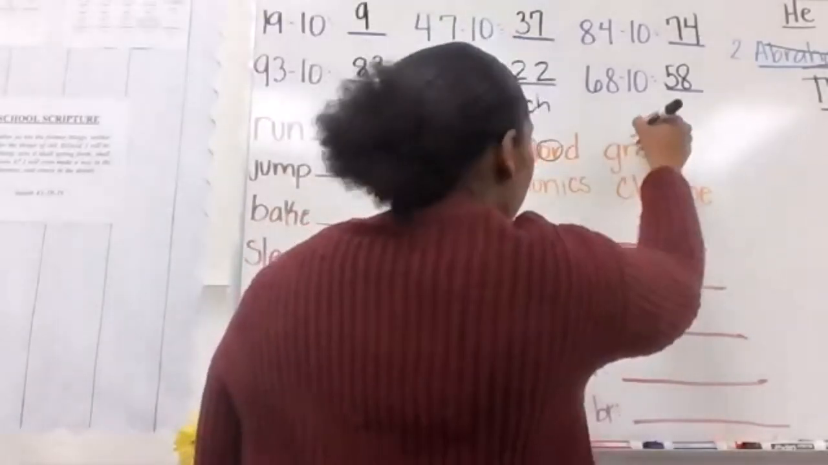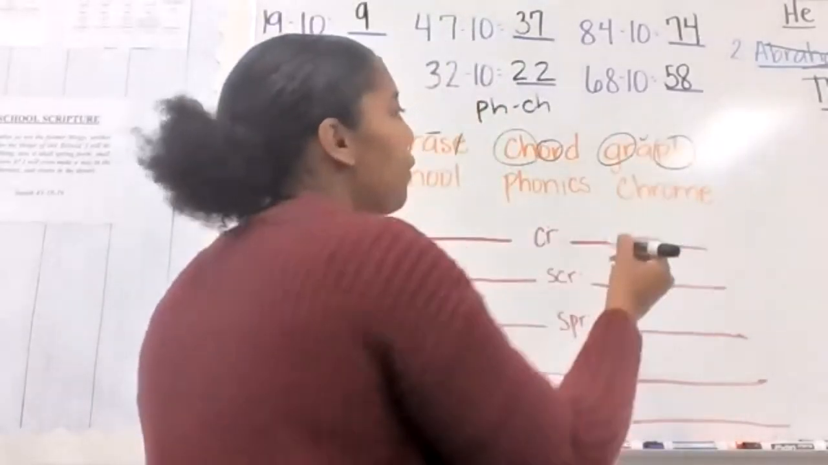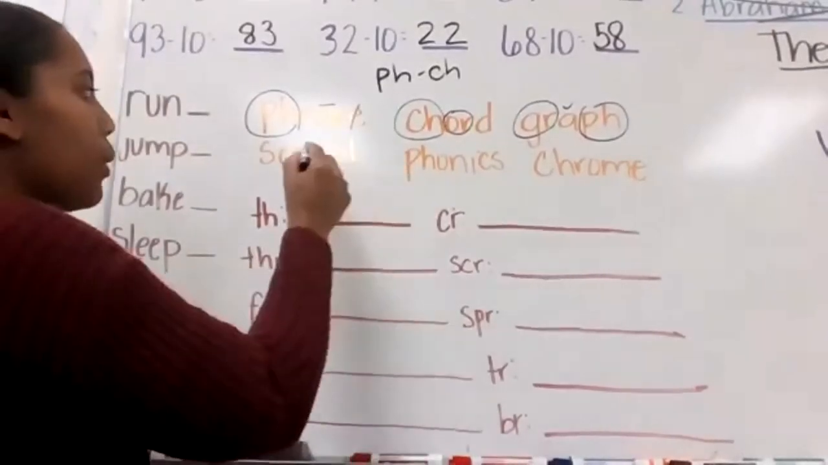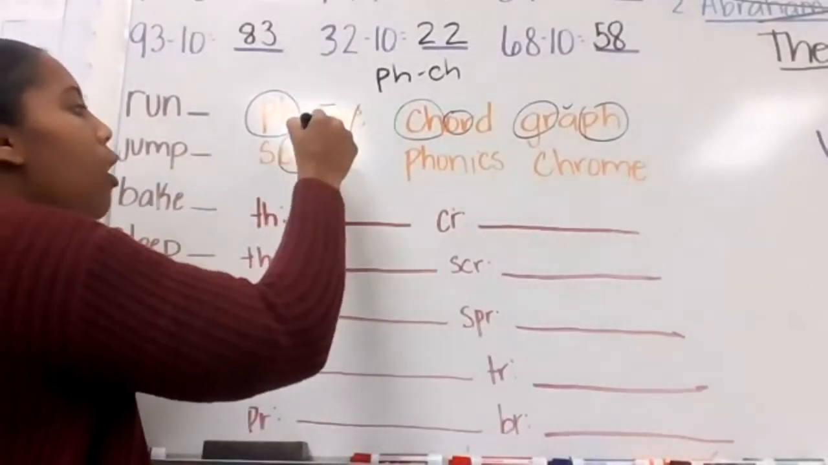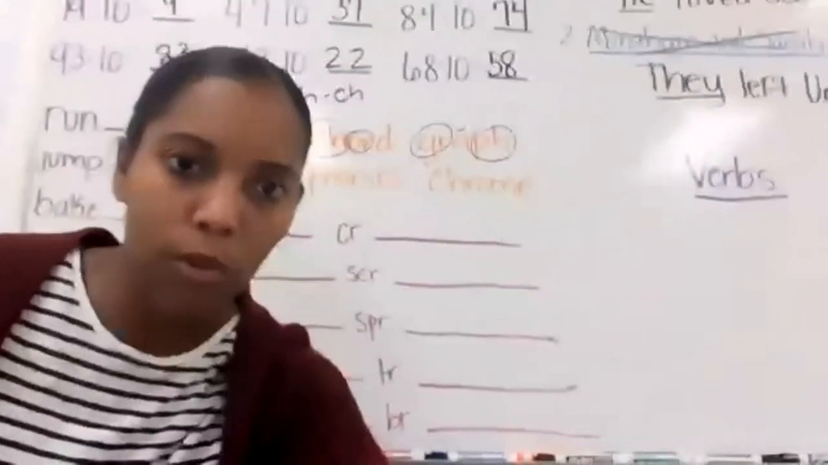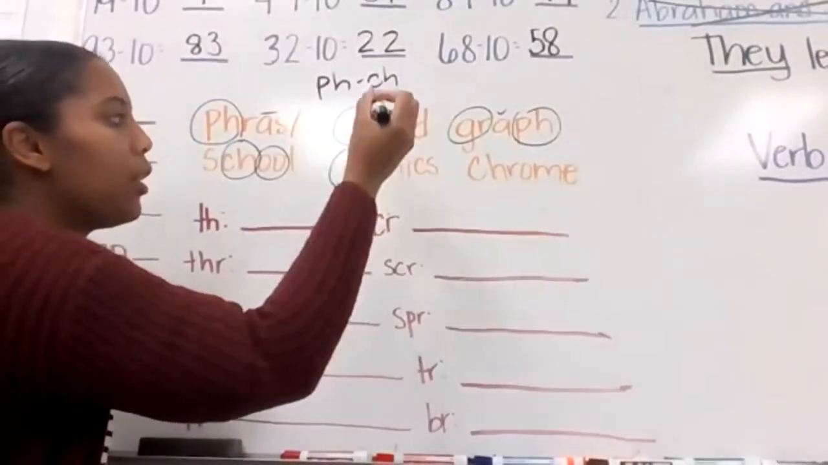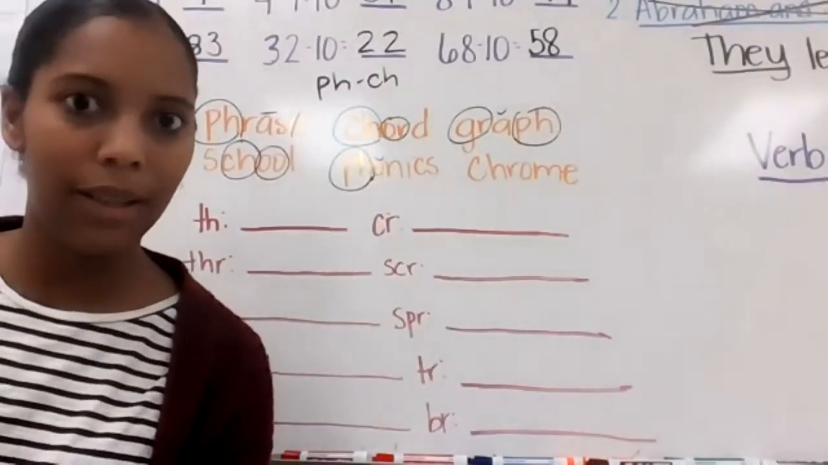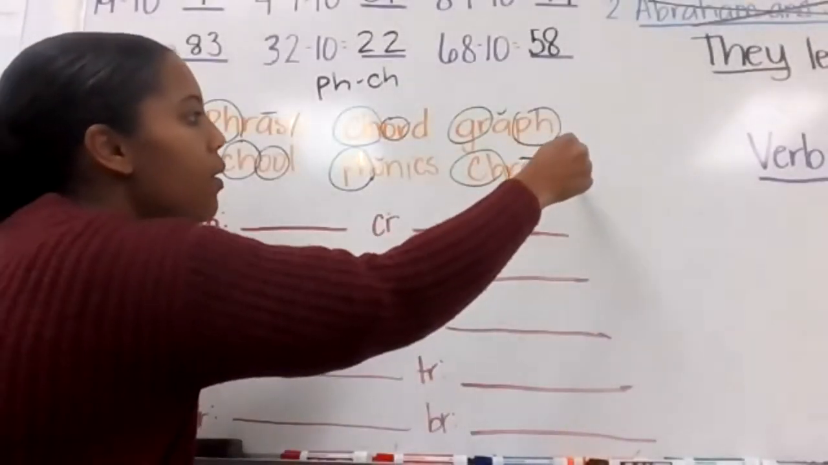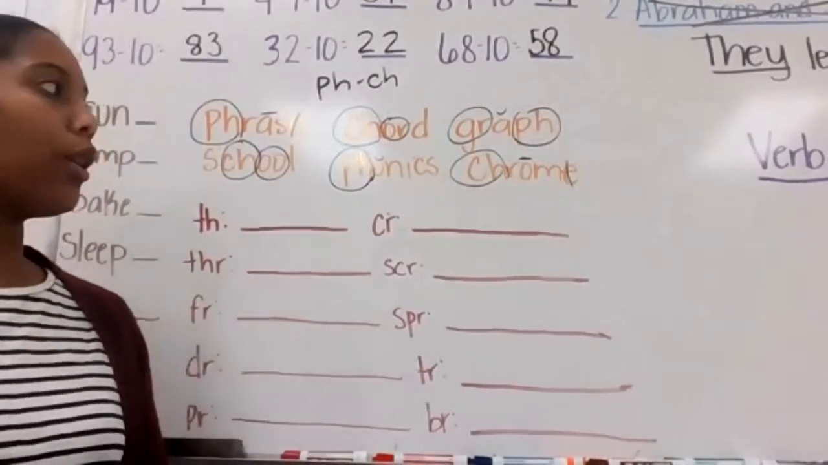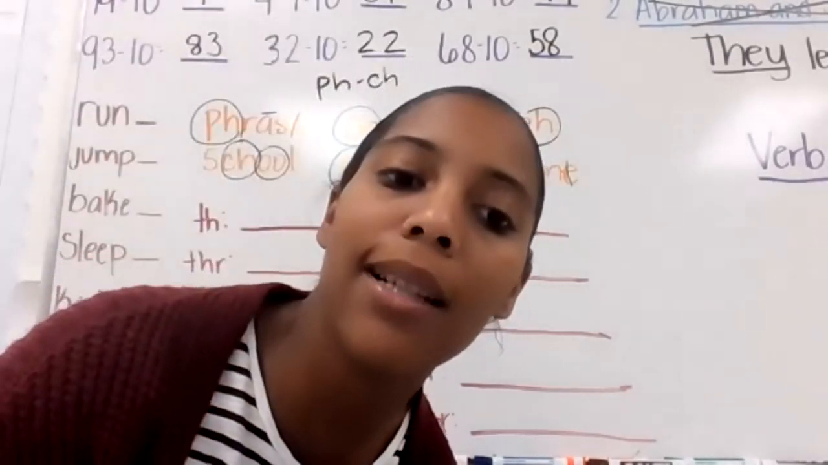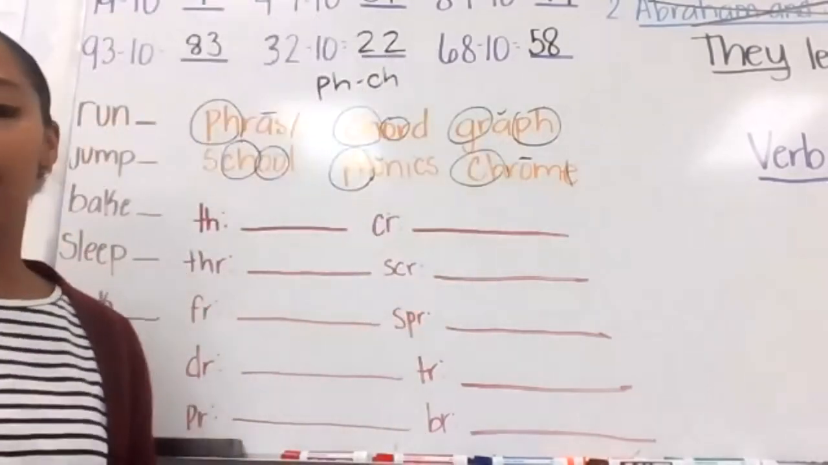Miss Lucy doesn't do music, but I know that's too far. GR says gr. PH says f. What would my word be here? Grass. Next one, we have CH, oo: school, like we are at school right now. Next one, I have PH. Oh, now this one you should know. Phonics. And last one, CH, long O, silent E: chrome. Good. So that special sound PH makes the f sound, and CH says k.